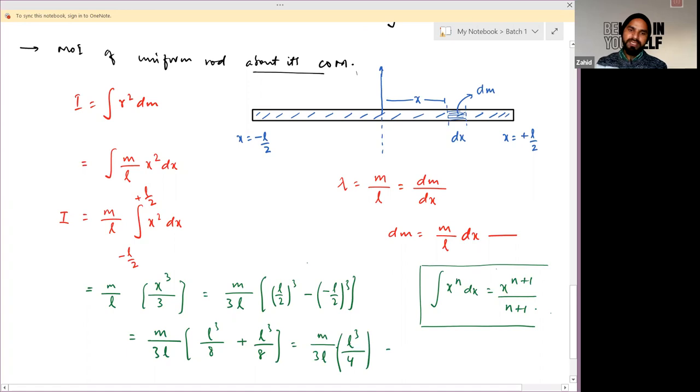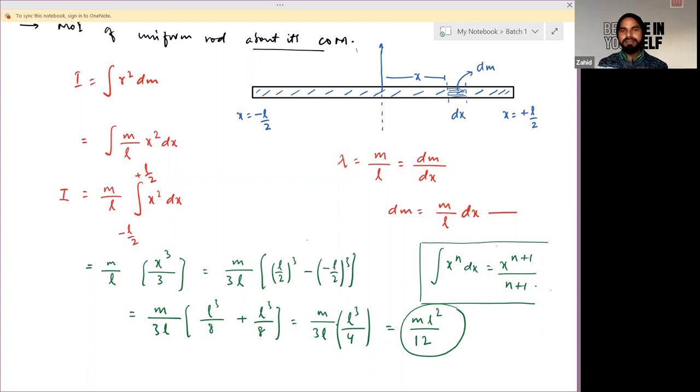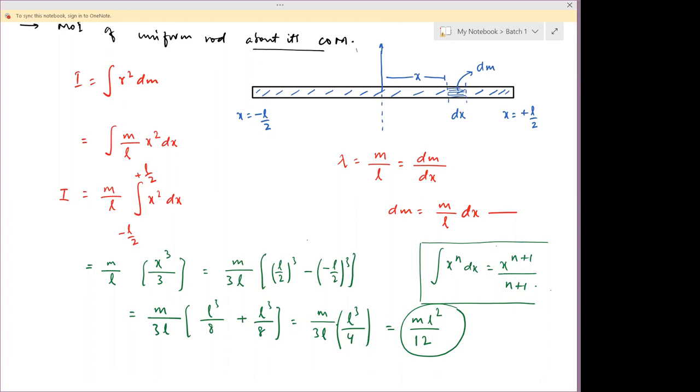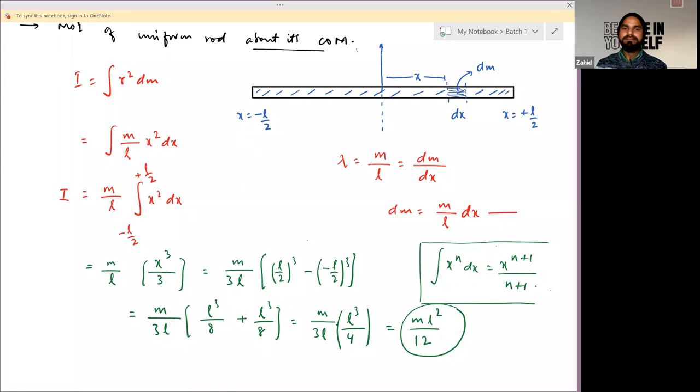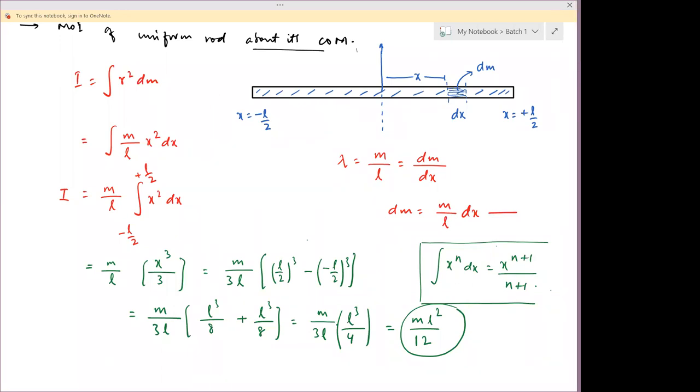And if you simplify it further, this L and this L cube will cancel out. So you will get m l squared divided by 12. So this will be the moment of inertia of a rod about its center of mass. Is it clear? Yes, sir. Khalid, is it clear? Yes, sir. Okay.